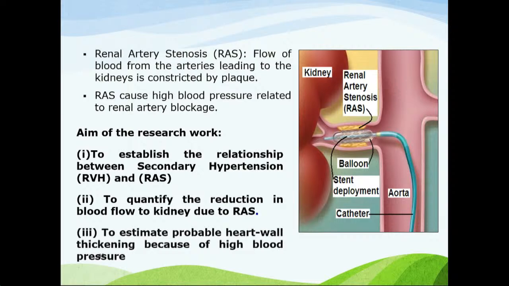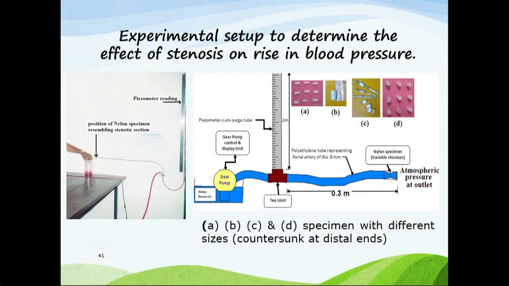So we tried to find out the correlation between the percentage blockage in the renal artery and how much the secondary hypertension can be, because for us it is something like a blockage in a pipe. If there is a blockage, then definitely there will be back pressure. That was the very simple assumption we made, and we tried to find out the relationship between the percentage blockage and the secondary hypertension.